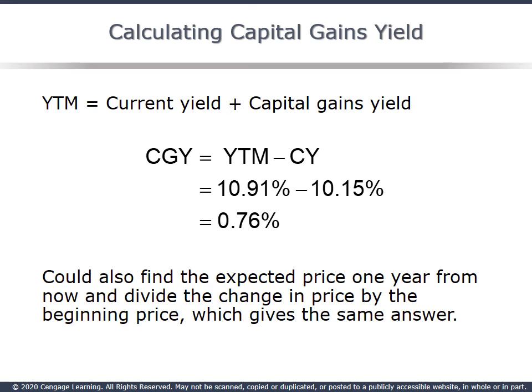To find its capital gains yield, sure, we could take the change in price divided by the original price, but how about this? I think this is much easier. The yield to maturity is equal to these two parts, the current yield and the capital gains yield. The yield to maturity, we calculated that already at the very beginning of this mini lecture. We said it was 10.91%. Its current yield, that simple ratio, we found for that bond to be 10.15%. So the difference has got to be the capital gains yield.